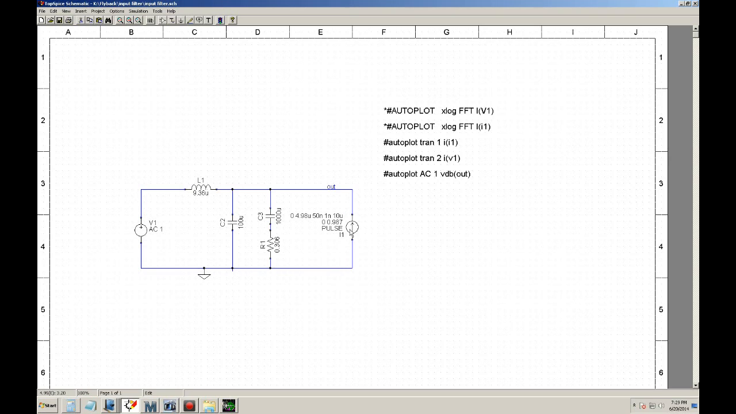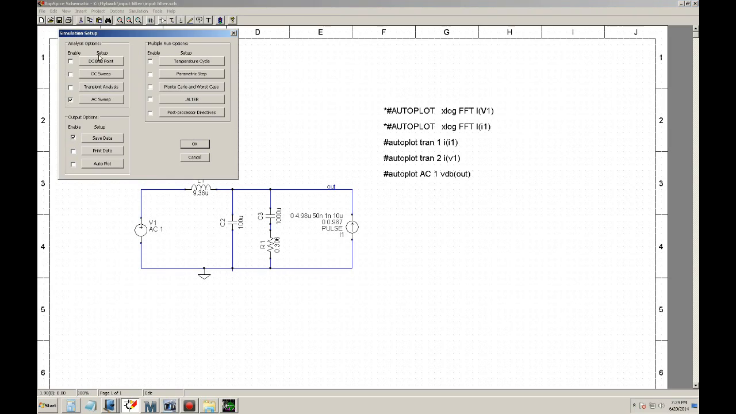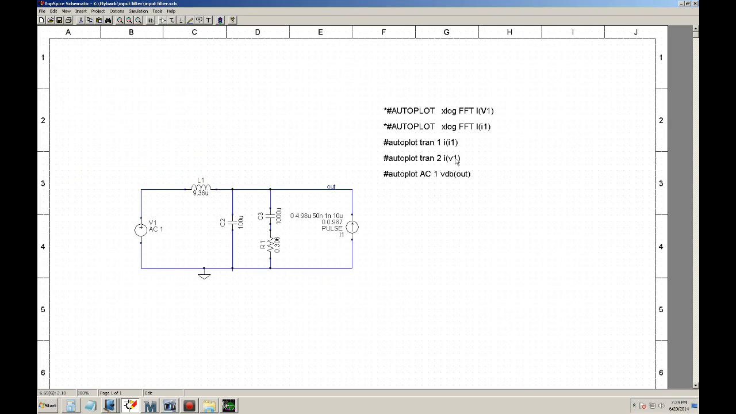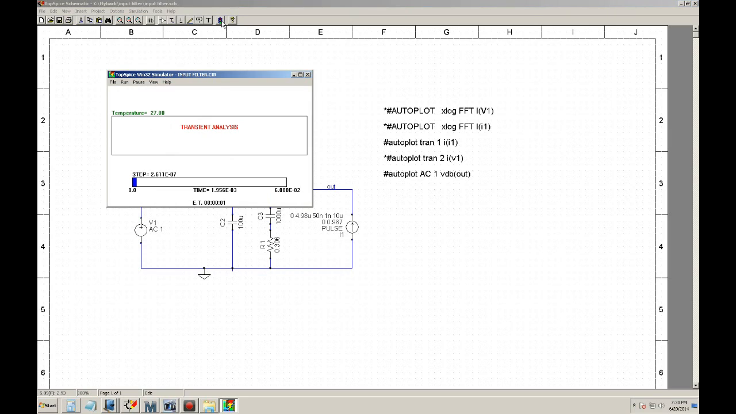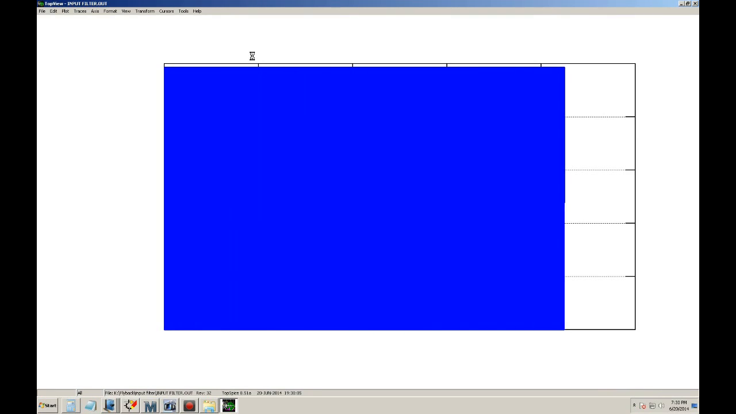And what I want to do is plot this current just to show that this is very similar to the primary current that we're trying to simulate. So we'll do a transient, and we want to plot I1, which is this one. I'll turn this one off for now, and run a transient.